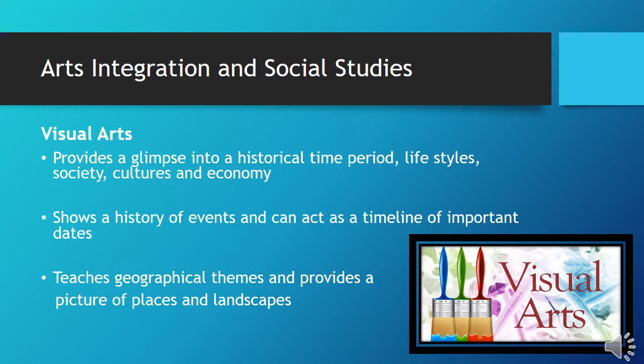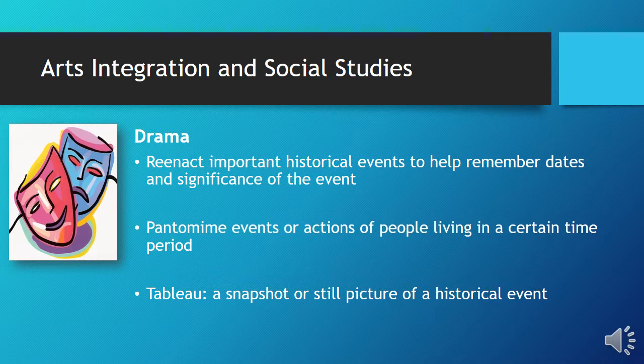Visual art can also be used to teach geographical themes and provides a clear picture of places and landscapes. Through drama integration in social studies, students can reenact important historical events to help remember dates and significance of that specific event. Through pantomime, students can act out events or express the actions and emotions of people living in a certain time period. Students can also create a tableau to express a snapshot or still picture of a historical event.